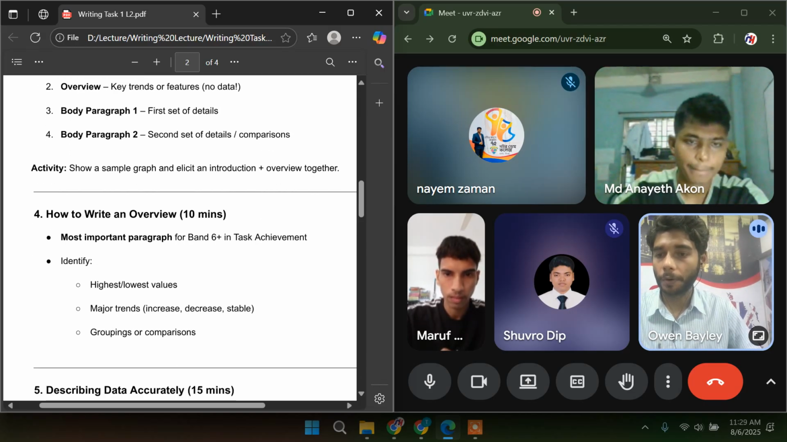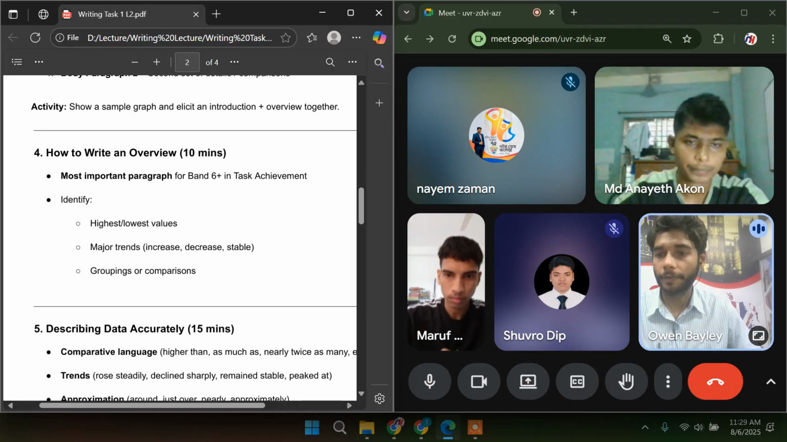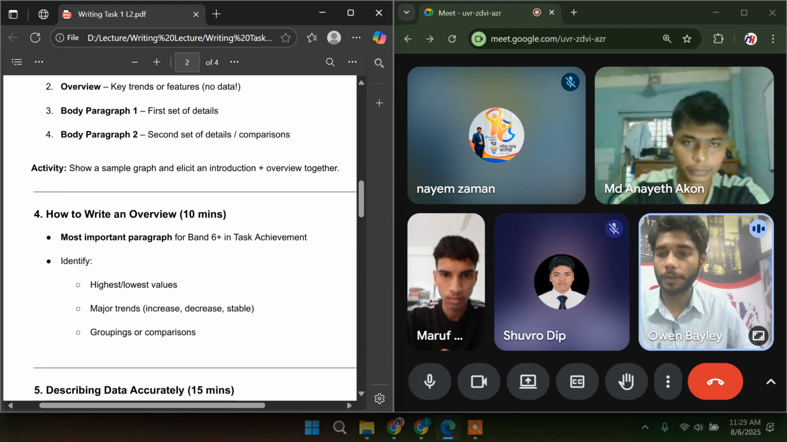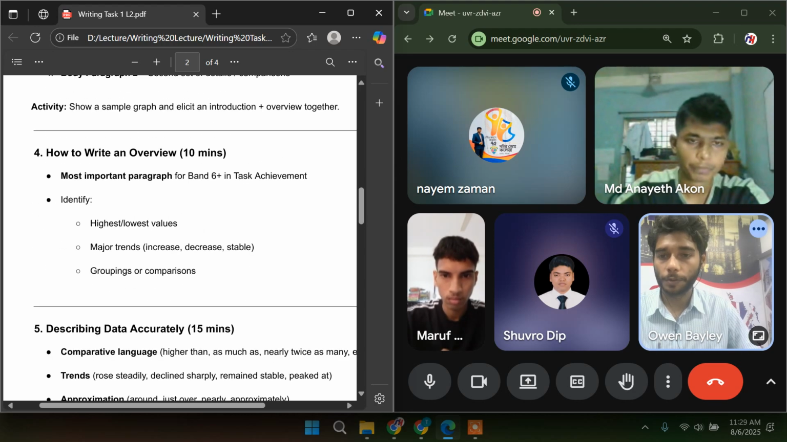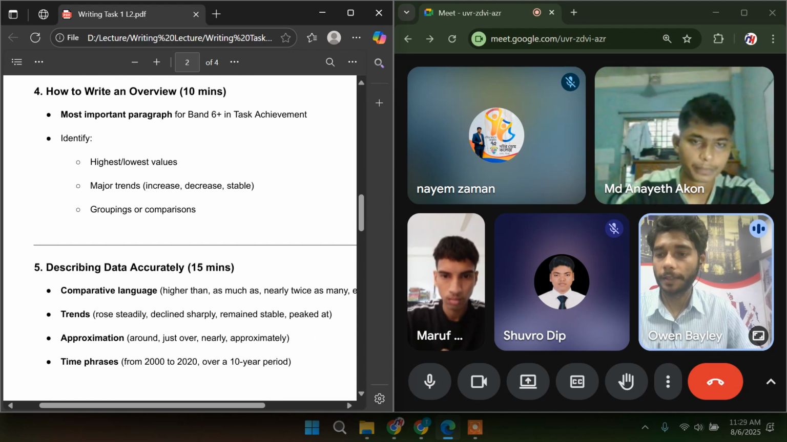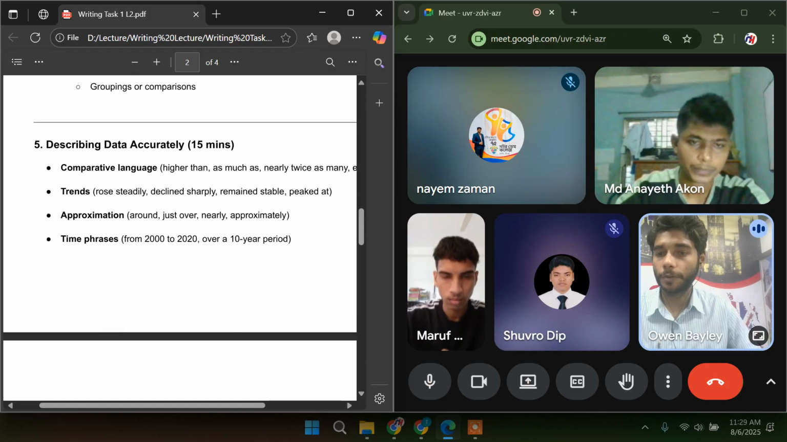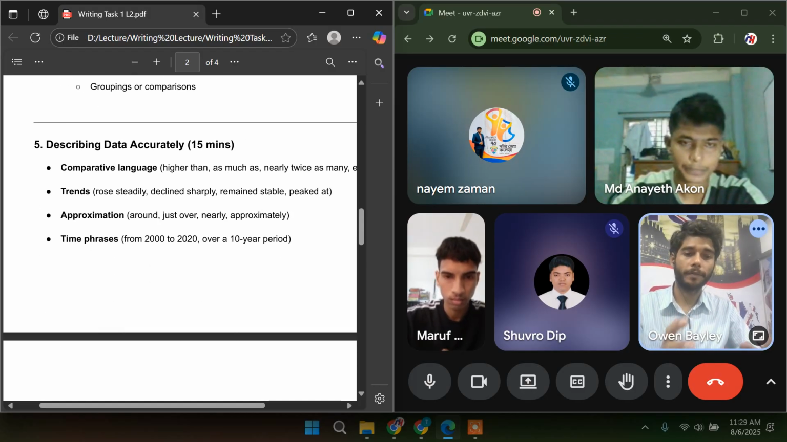The most important paragraph is the overview. Identify the highest and lowest values, major trends, whether something increases, decreases, or is stable, and grouping and comparison. The overview is the most important part, so make sure to write it nicely and describe the data accurately. When you're doing it, it takes about 15 minutes.